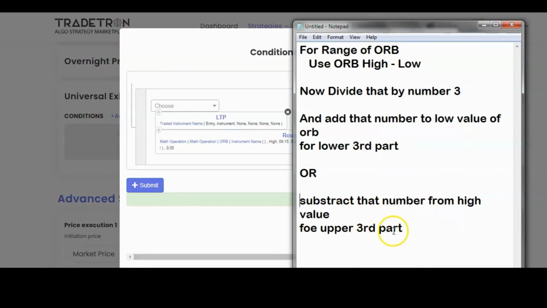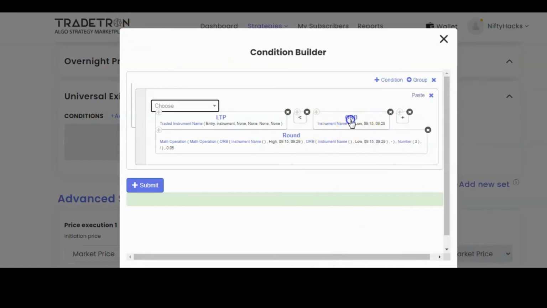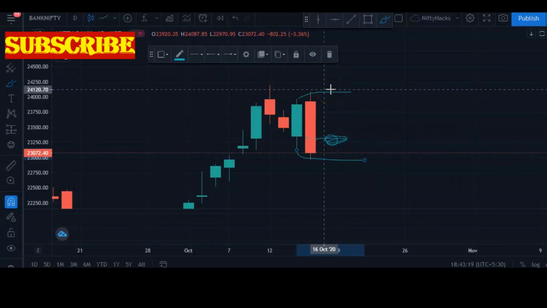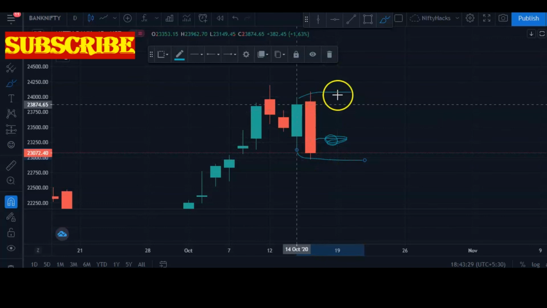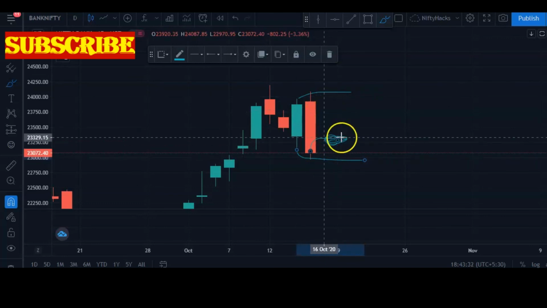Now if you want to keep your stop loss in the upper third part, if you have a sell position, just add here ORB high, and here instead of plus use minus. What it will do is subtract 1/3 of the range from ORB high. So it will keep the stop loss here, and if you are adding 1/3 of the range to the low, then it will keep the stop loss here.